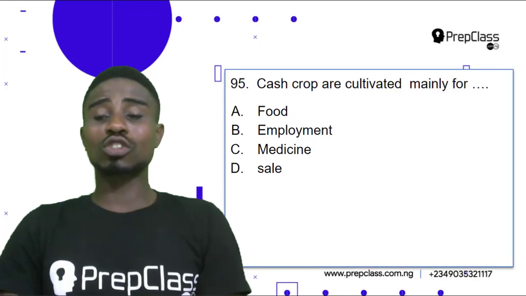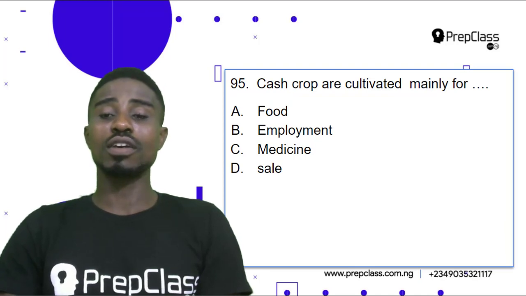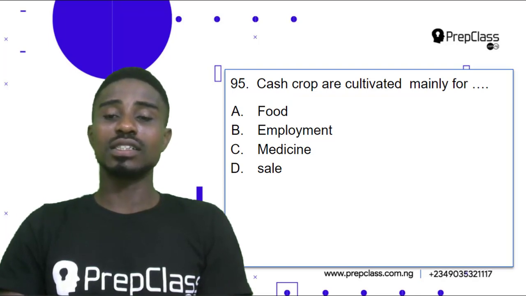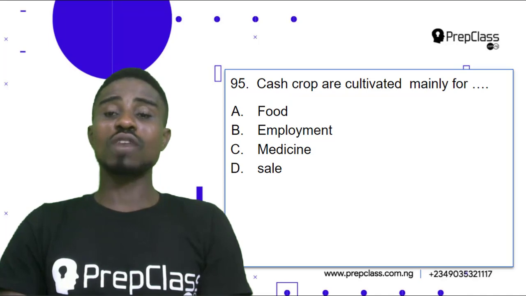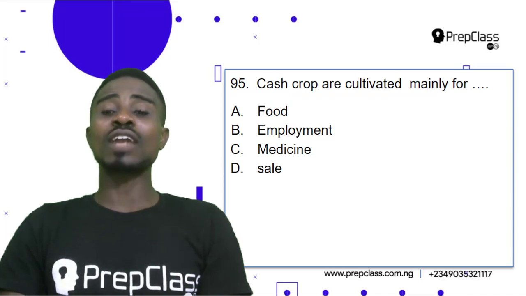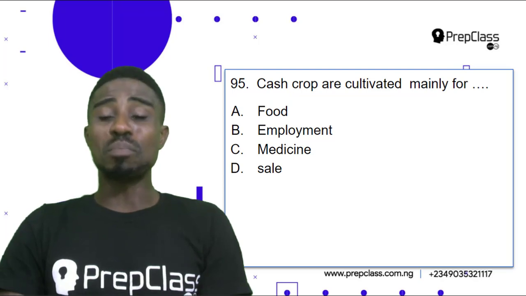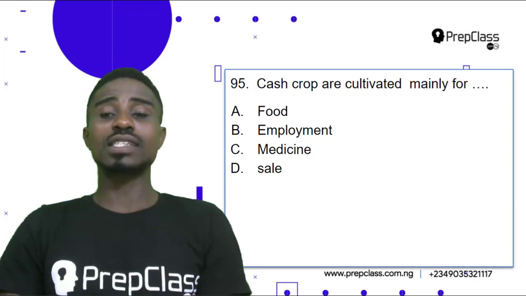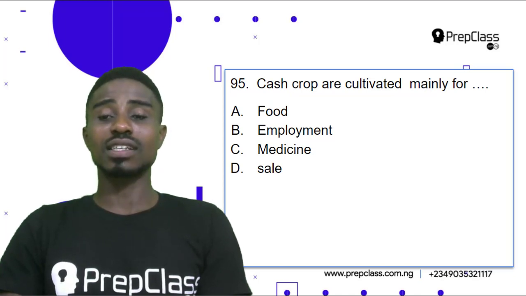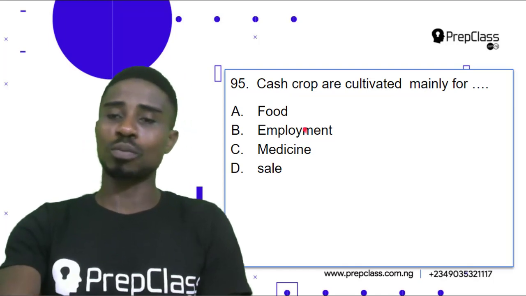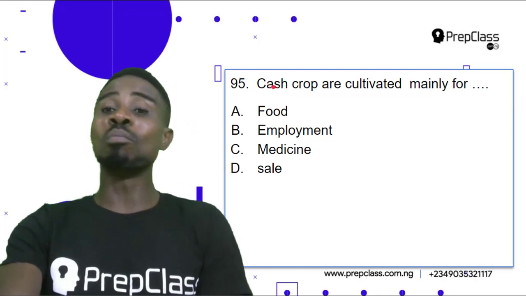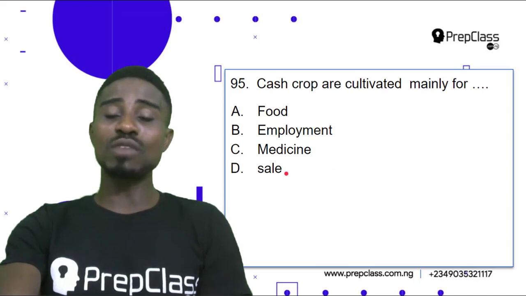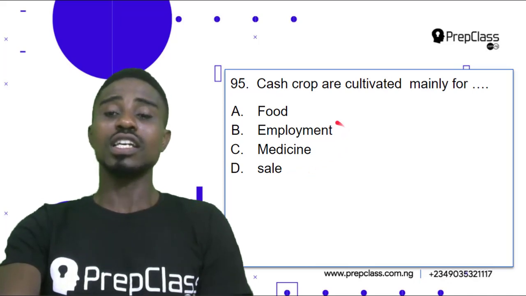Question 95. Cash crops are cultivated mainly for A, food, B, employment, C, medicine, D, sale. For us to carefully select the correct answer, we need to have an understanding of what basically cash crops are cultivated for. We'll analyze our options and see which one best answers the question. Now, when we're talking about cash crop, just the way the name implies, cash, money crop. So when you're talking about cash crop, it is no other than sale. So the main reason why cash crops are cultivated is for sale.